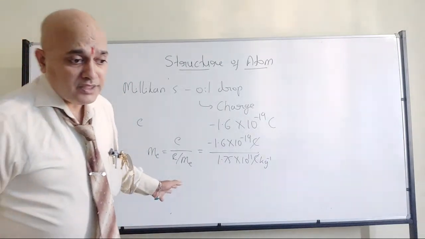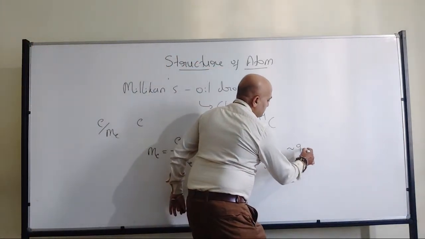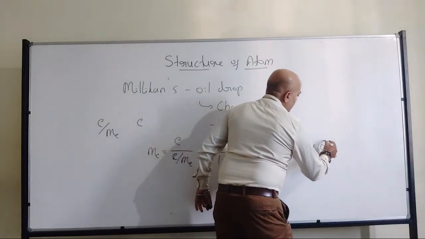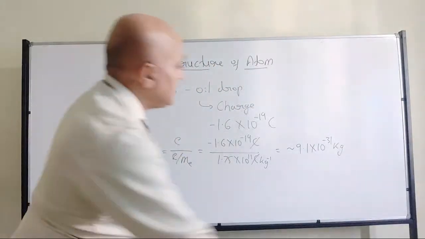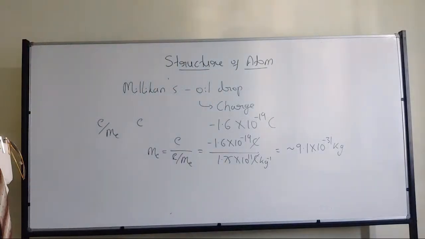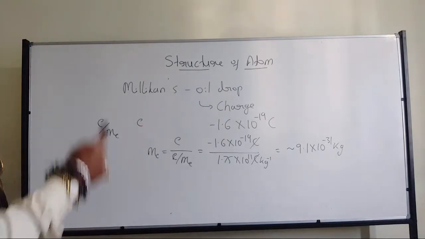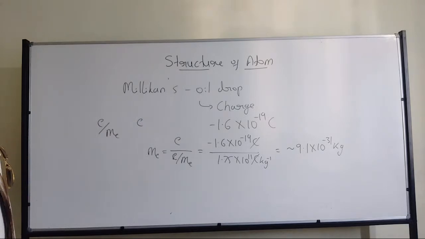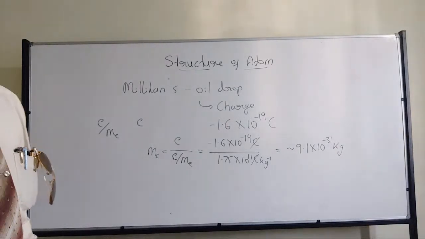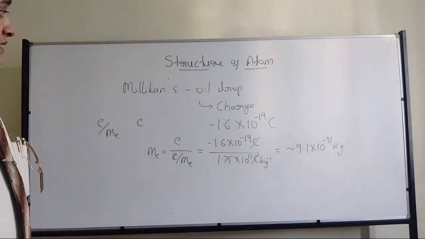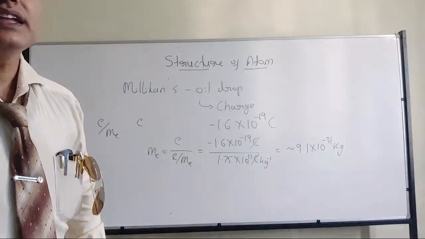So the value will be somewhere around 9.1, if I am right, approximately 9.1 into 10 to the power of minus 31 kg. That is the mass of the electron. On what basis did they conclude? By Millikan's experiment, the oil drop experiment, which talks about the charge of the electron, and the J.J. Thomson experiment, which talks about the charge by mass ratio. So together they used these two to calculate the mass of the electron.